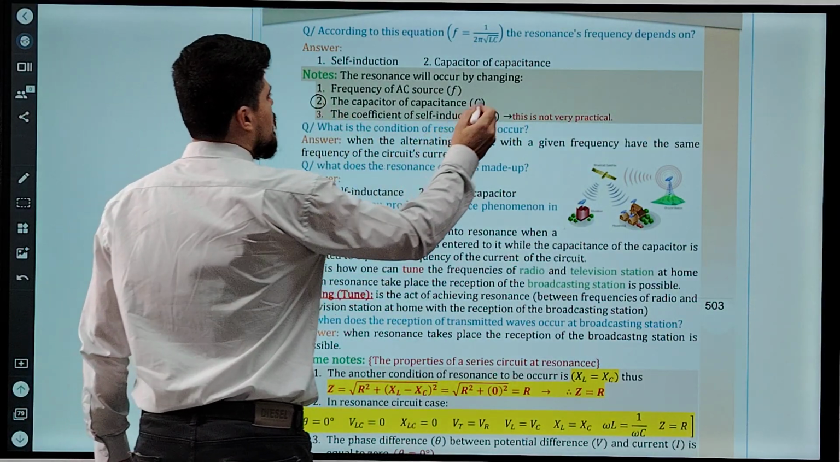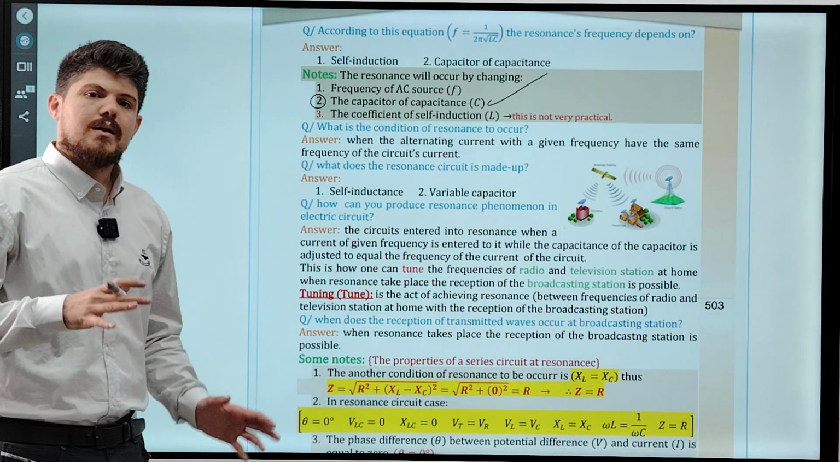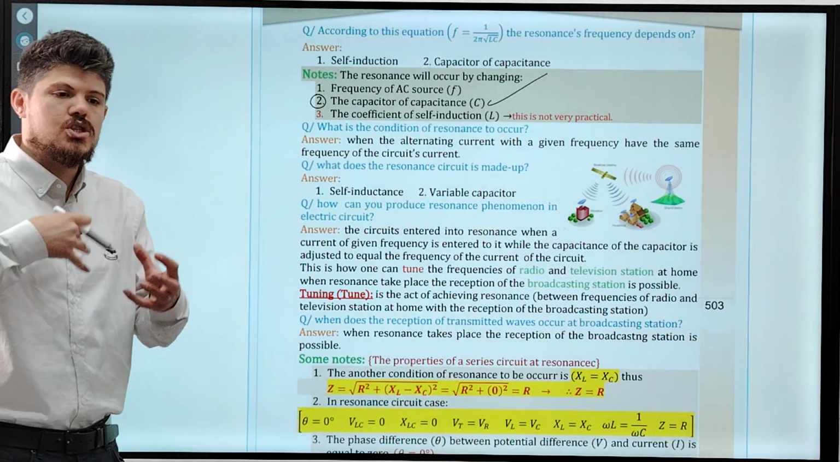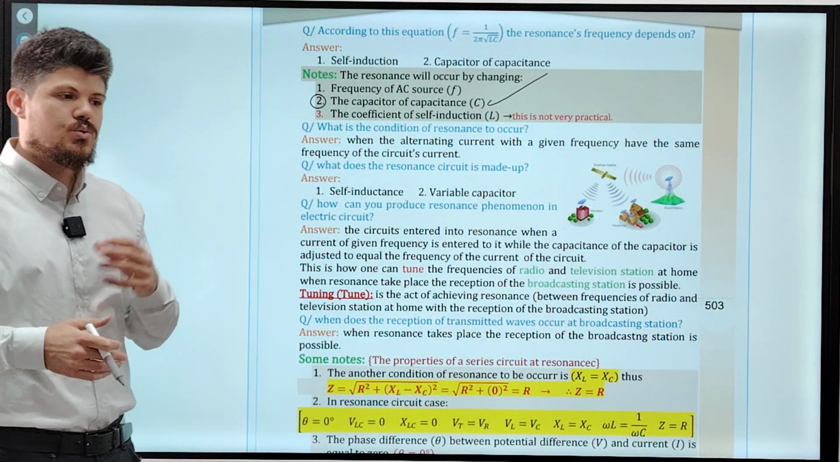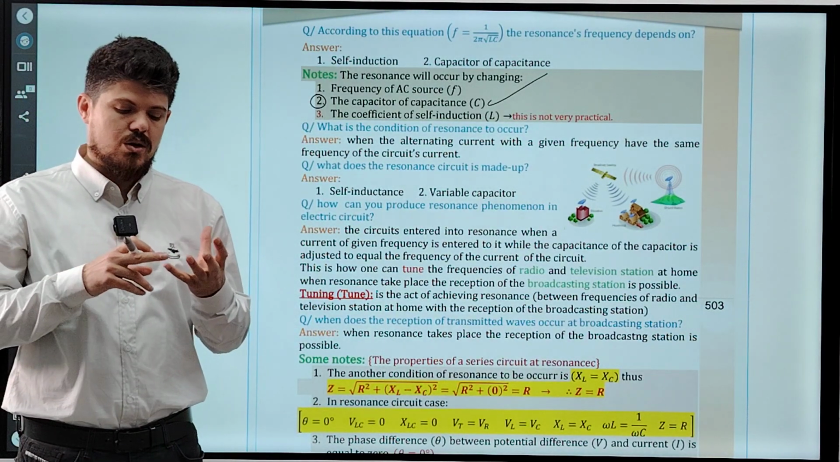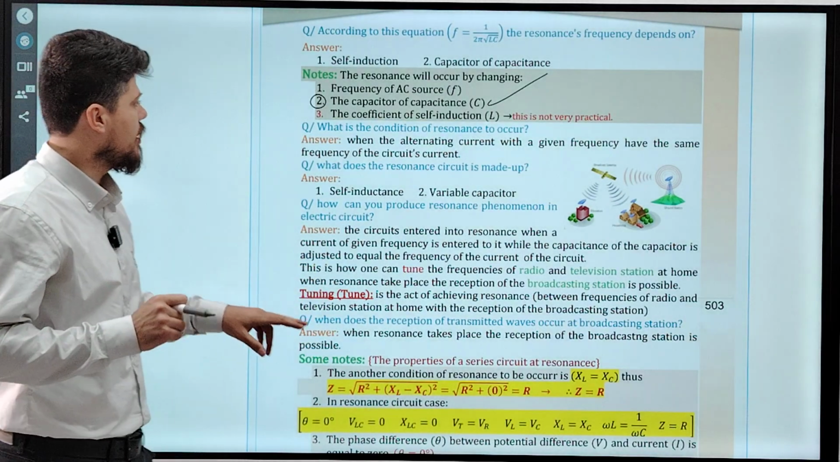Which one is very practical? By changing the capacitor. That is why sometimes we say variable capacitor. What do you mean by variable capacitor? It means that we can change or control the magnitude of the capacitance. So which one is easier to control or change: the coefficient of self-inductance or the capacitance? The capacitance.